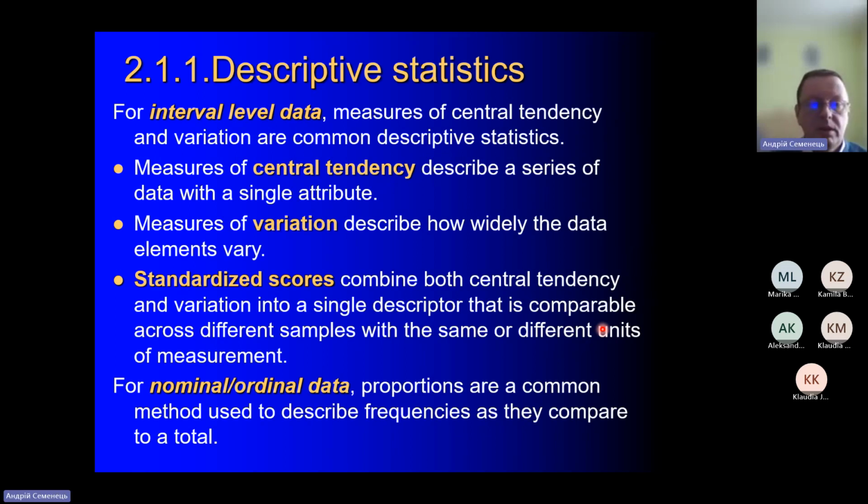So when we talk about interval level data, measures of central tendency and variation are common descriptive statistics. Central tendency describes a data series with a single attribute, and measures of variation describe how widely our data points vary. And standardized scores combine both central tendency and variation into a single description that's comparable across different samples with the same or different units of measure. With this standardization, we get the ability to compare and make conclusions about whether we have some similarity or difference between our data sets.